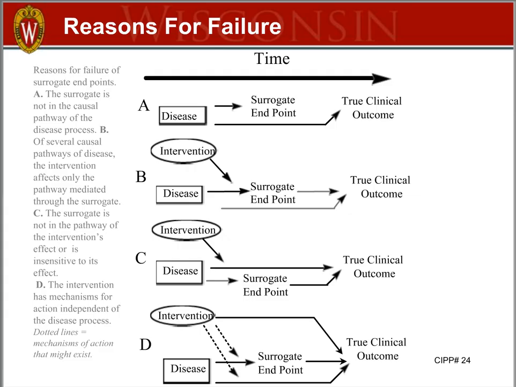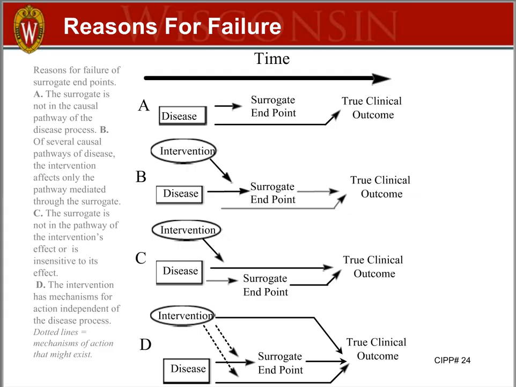Probably more realistically is scenario B, where the disease process, sure enough, is modulated through a surrogate or an intermediate outcome, but also has another pathway which does not depend on the surrogate at all. So one could be quite successful in modifying the surrogate and have perhaps some impact on the true clinical outcome, but in fact there are many other pathways which would overwhelm the intervention effect.